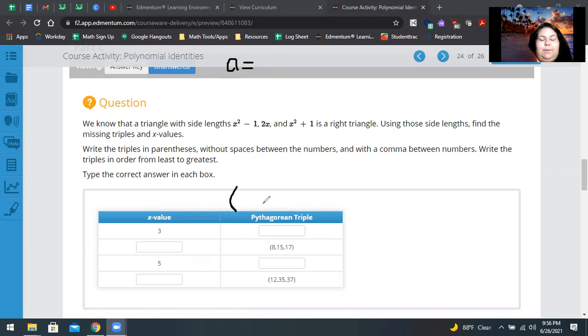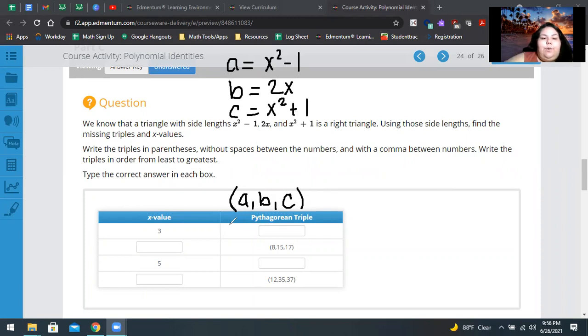And please, please be careful. You need to type it in just like this. Your answer for the Pythagorean triple should be A, comma, B, comma, C. The thing is, what are your A, B, and C? Remember, A was originally x squared minus 1. Your B is equal to 2x, and your C is equal to x squared plus 1. Now, for this one right here and this one right here, to find my Pythagorean triples, all you've got to do is replace the x value with 3.